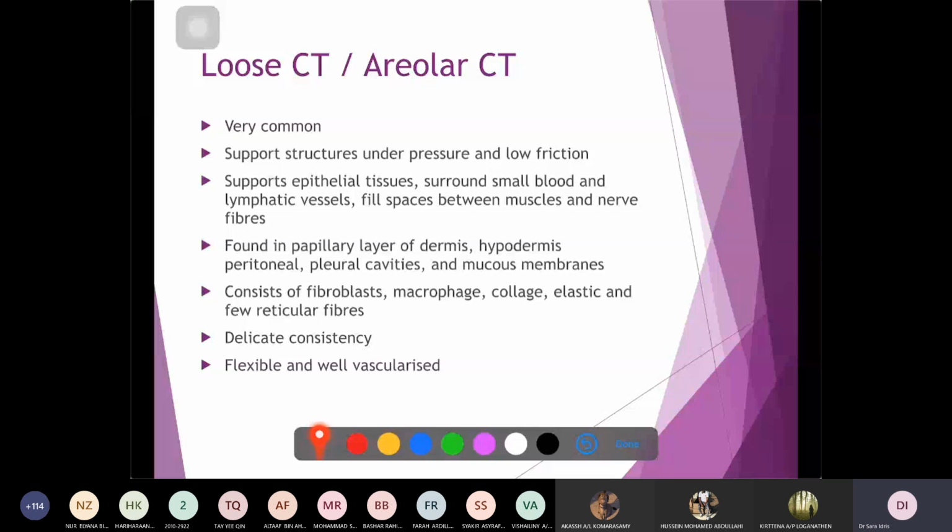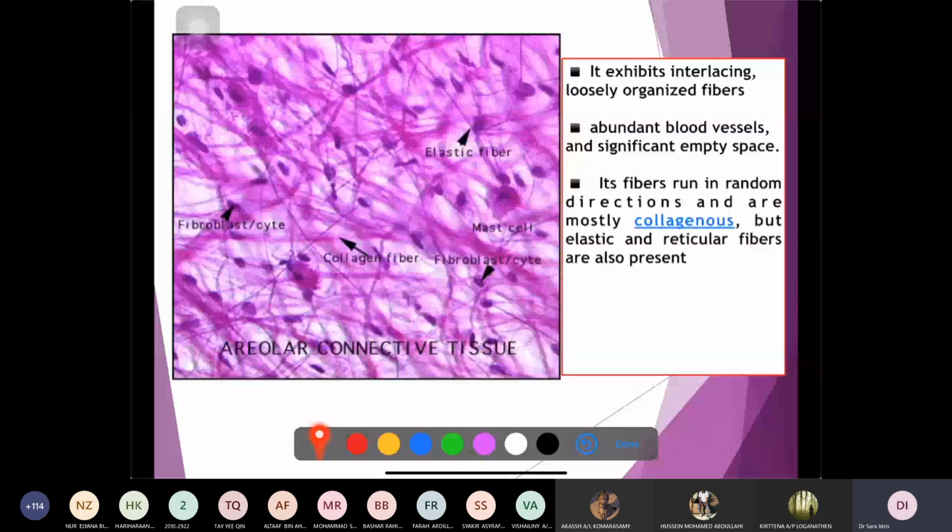What makes up the loose connective tissue is your fibroblasts, macrophages, collagen, elastic, and a few reticular fibers as well. They're delicate, flexible, and well vascularized, and you don't have any organization to it. It's very loose, no organization, a little chaotic in nature. So that is what an example of a loose connective tissue would look like. The fibers don't have any organization.